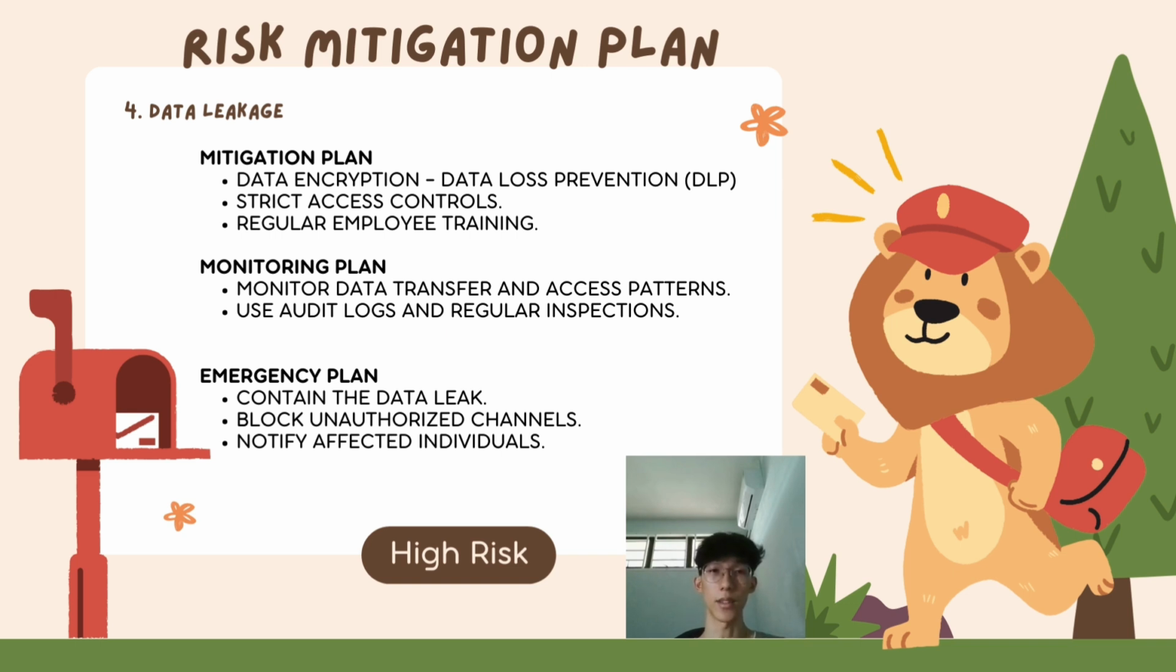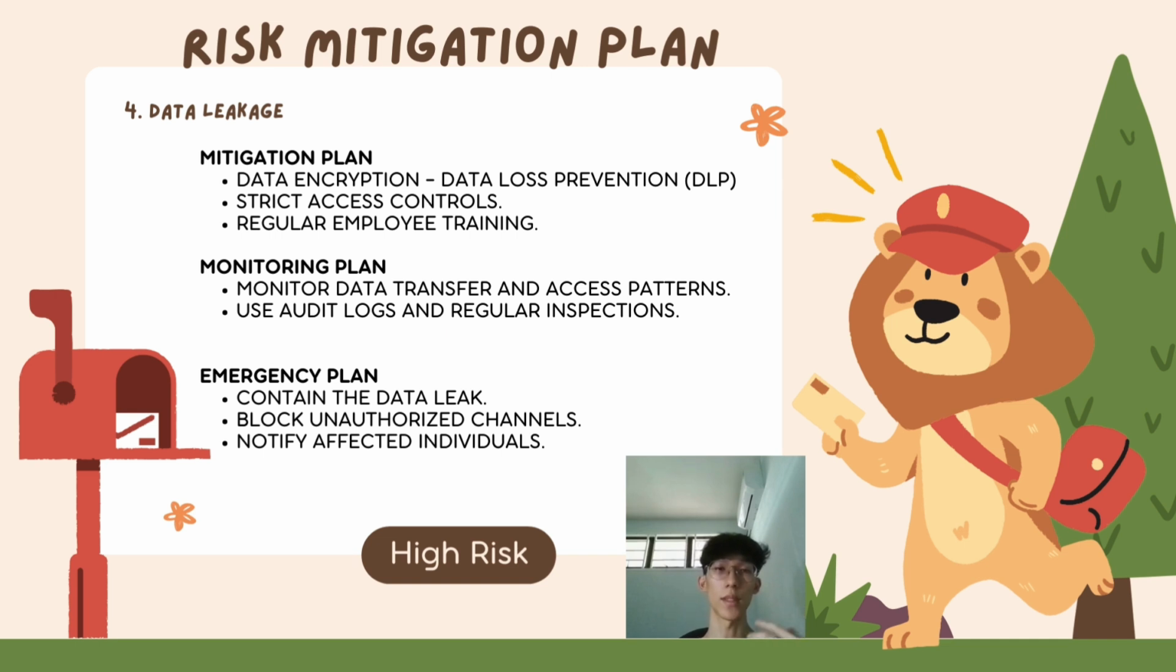So in case of a data leakage incident, the emergency response plan includes identifying and containing the source of the leak to prevent further exposure. And it's crucial to immediately block unauthorized channels to stop the data from being leaked. And if necessary, and as required by the law, the company should notify affected individuals and stakeholders to ensure transparency and appropriate remedial actions.